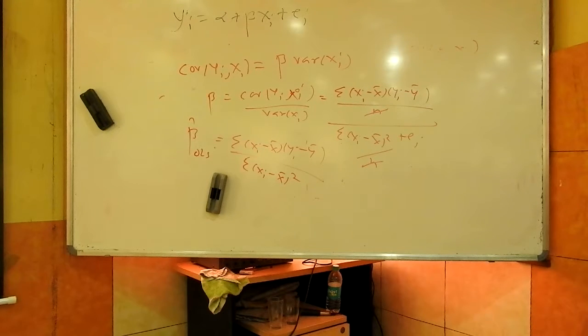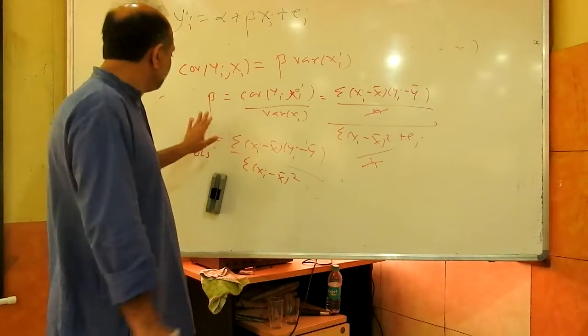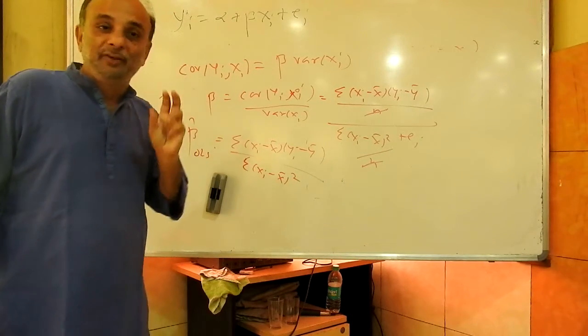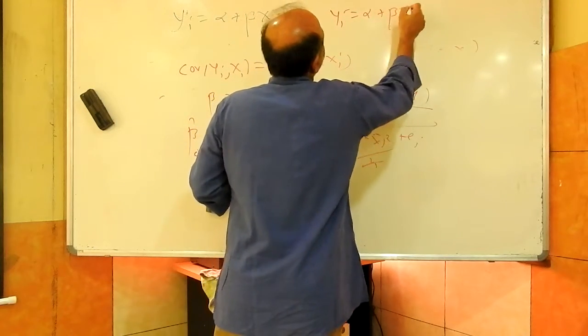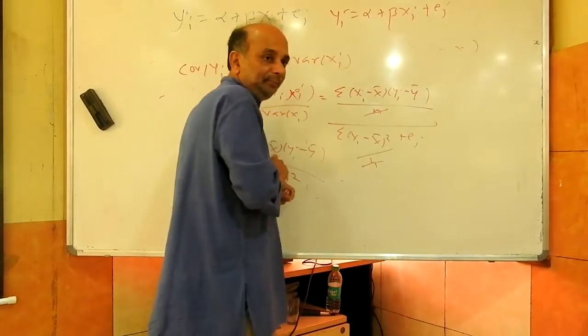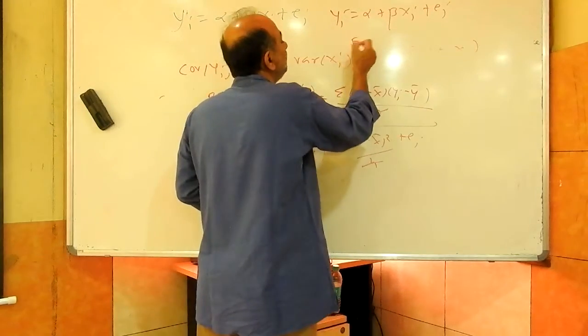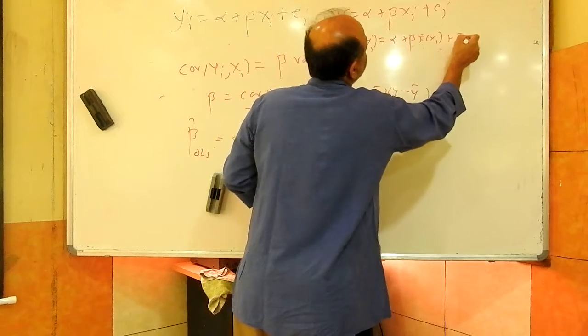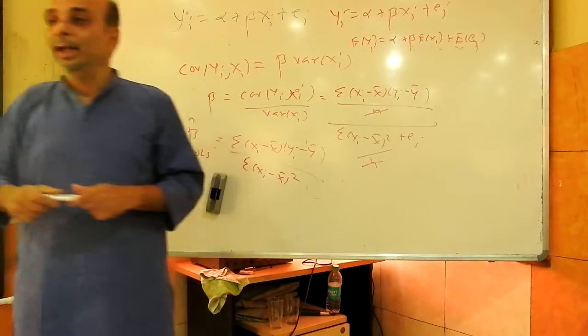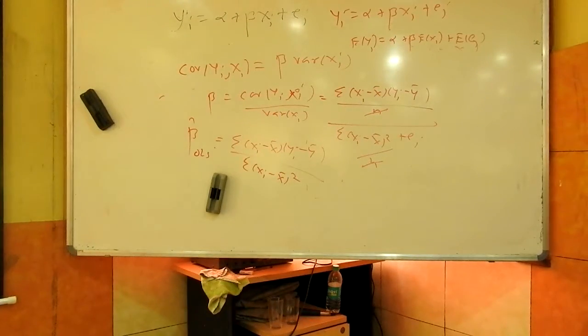What is OLS? I'll tell you why it's called OLS. Now first, beta. Let's also find out how to find alpha hat. What do we have? yi is equal to alpha plus beta xi plus ei. The expected value of yi is equal to alpha plus beta times the expected value of xi plus the expected value of ei. Now you must tell me what is the expected value of ei. It is 0. Why?